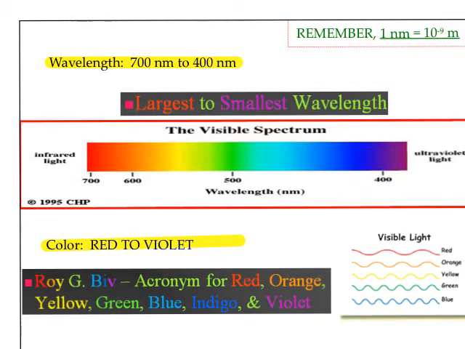Now, hopefully you remember the difference between wavelength and frequency. So if you compare the wavelengths or frequencies of these different colors, you can see that as the color goes toward the violet end of the spectrum, that wavelength is getting smaller, but it has a higher frequency.